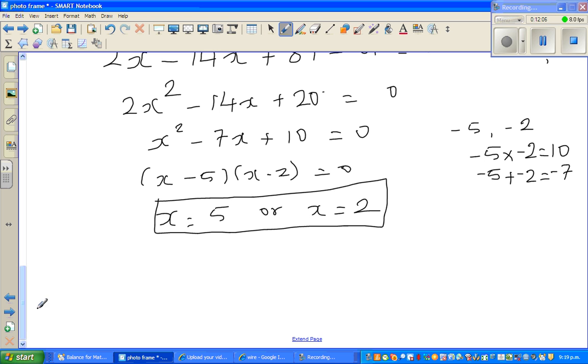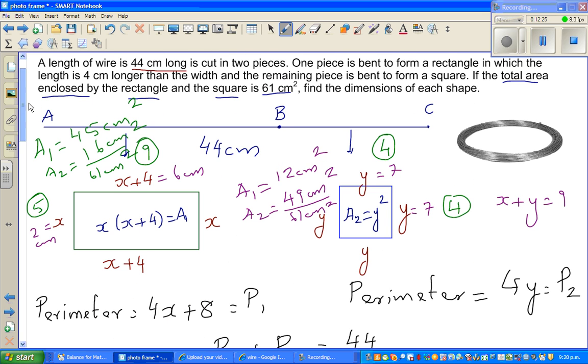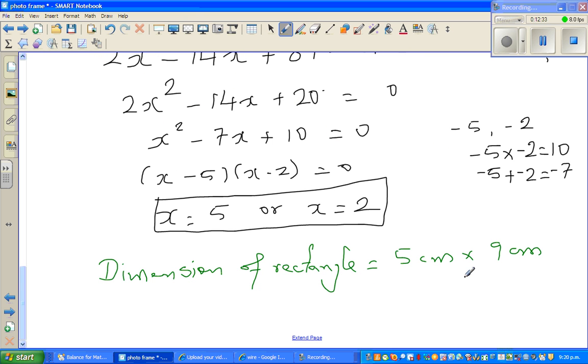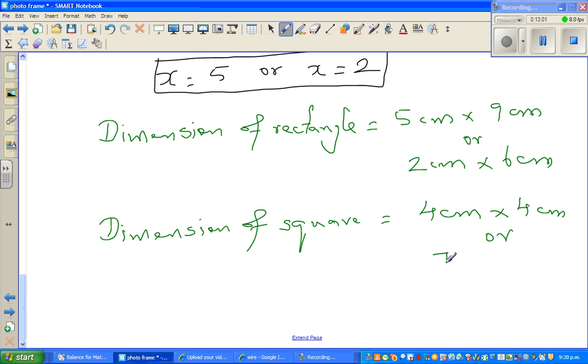Okay, so let me write the answer. The dimension of the rectangle, this is how you should be writing, is 5 centimeters times 9 centimeters, or when it is 2 centimeters times, the difference is 4, so that is 6 centimeters. This is one option. And for the dimension of the square, when x is 5, y has to be 4 centimeters. So 4 centimeter by 4 centimeter. And when x is 2, y has to be 7. So it is 7 centimeter times 7 centimeter.